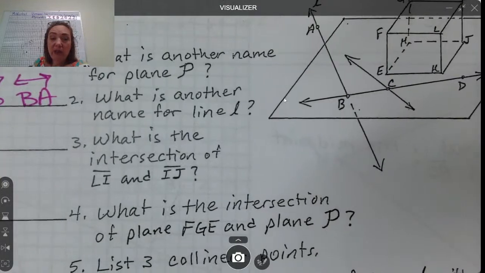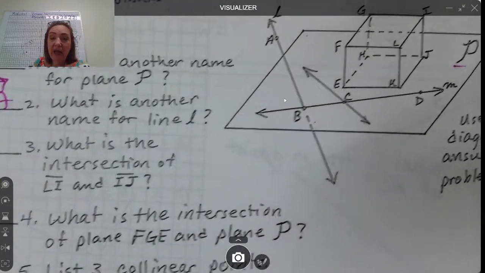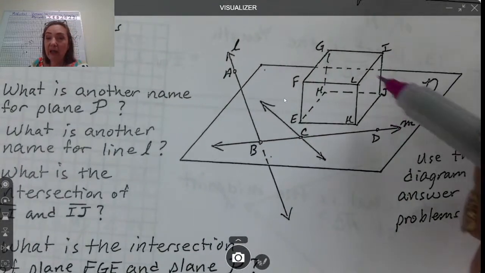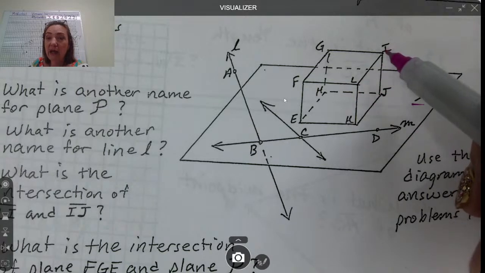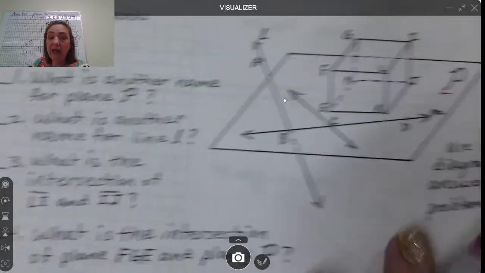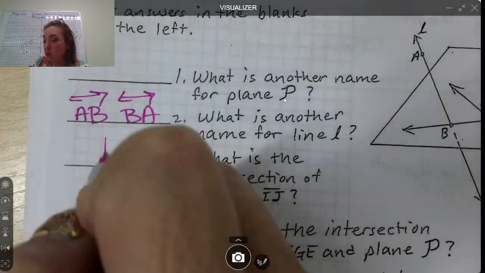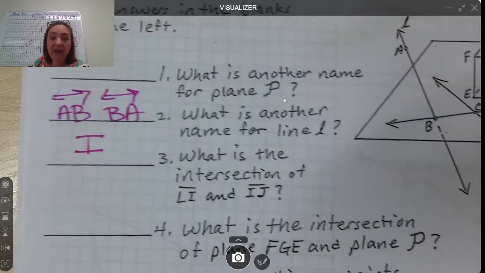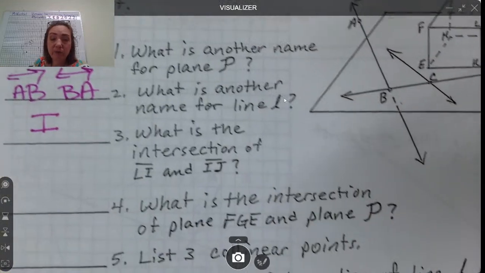Number 3, what is the intersection of LI and IJ? So if we go find LI, here's LI, IJ, there's IJ. Where do they intersect? Right at I. That's a point, so we use 1 capital letter to indicate that point, point I.